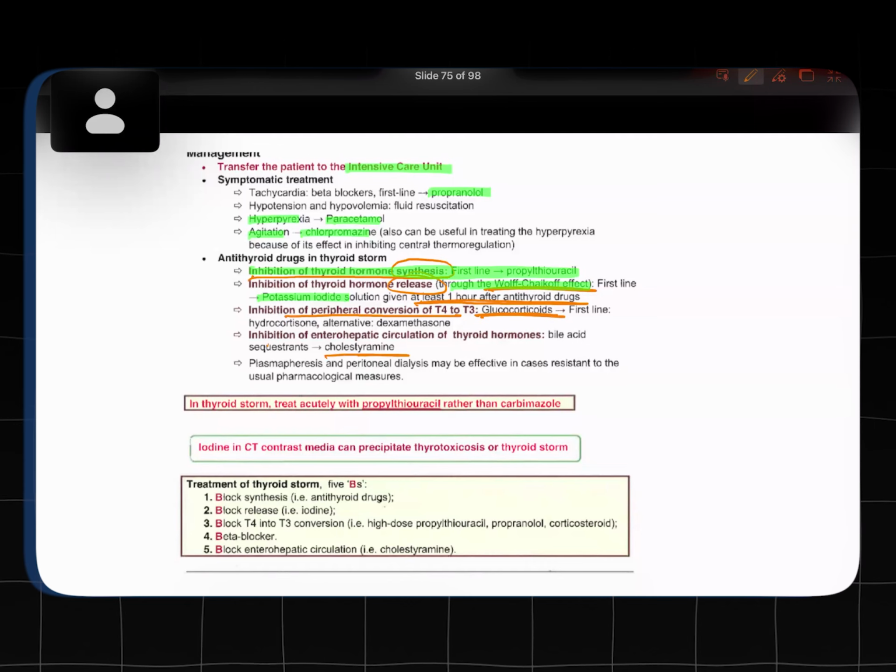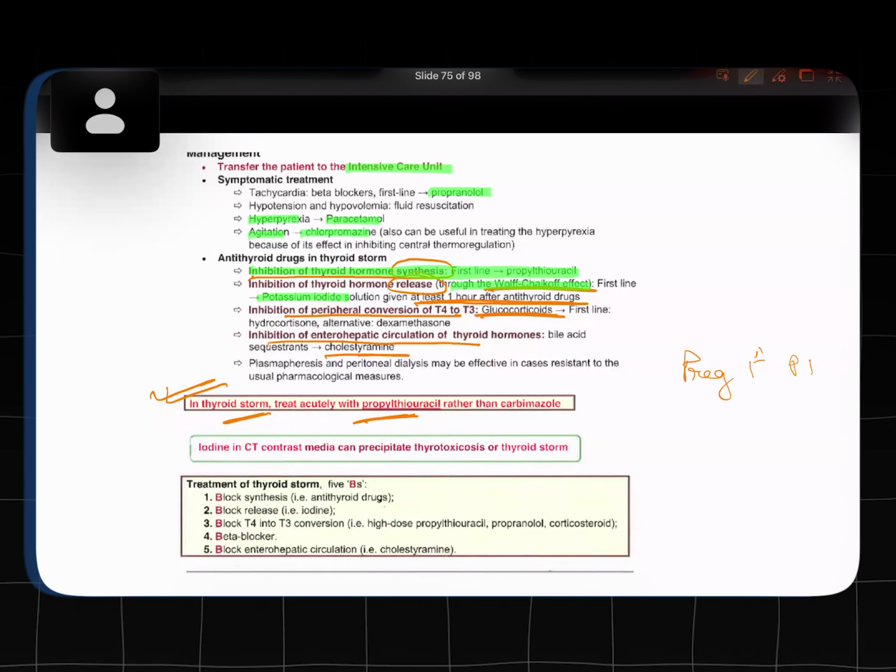Cholestyramine basically mechanism is inhibition of the enterohepatic circulation. So in storm, the drug of choice is propylthiouracil. Pregnancy first trimester, it is propylthiouracil. In storm, it is propylthiouracil. Otherwise, you can use carbimazole also.